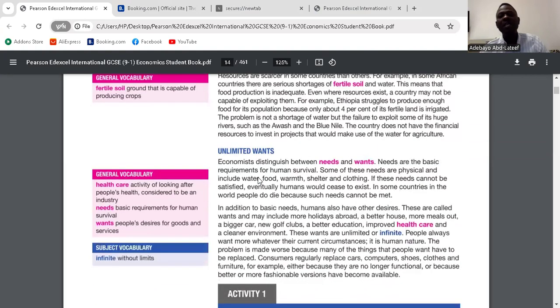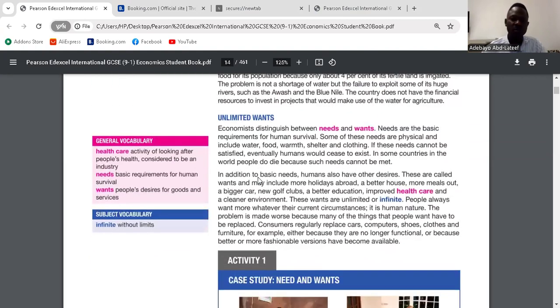So we go to unlimited ones or infinite ones. Economics distinguishes between needs and wants. Needs are the basic requirements for human survival. Some of these needs are physical and include water, food, warmth, shelter, and clothing. If these needs cannot be satisfied, eventually humans would cease to exist. In some countries in the world, people do die because such needs cannot be met.